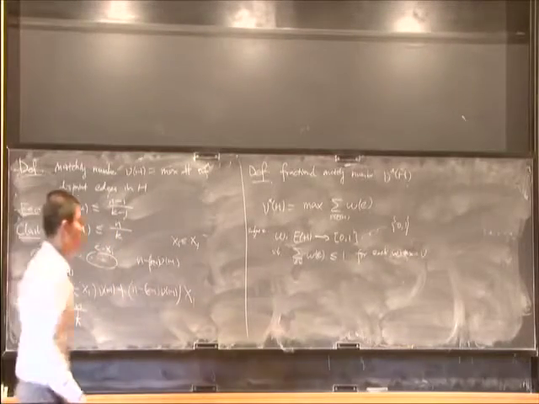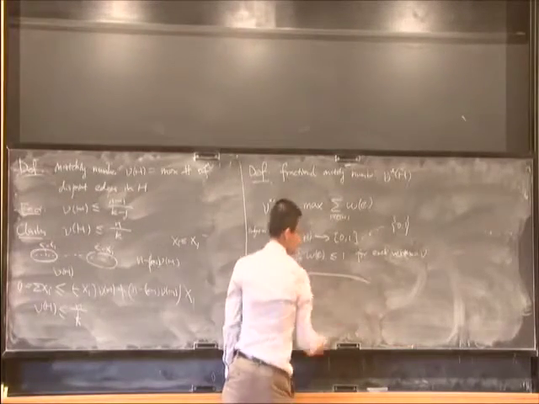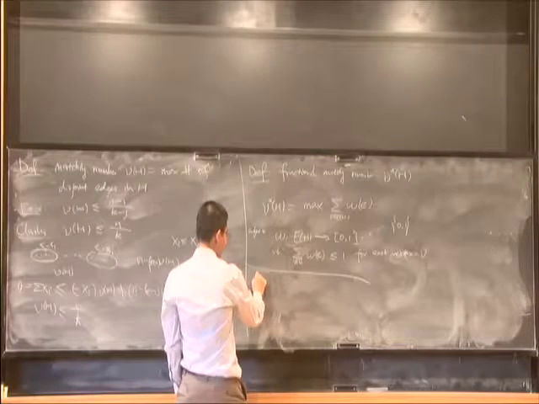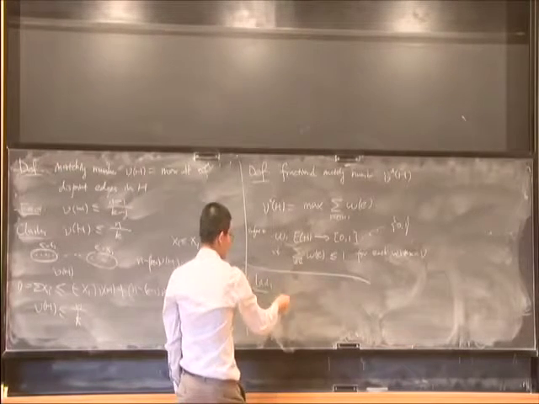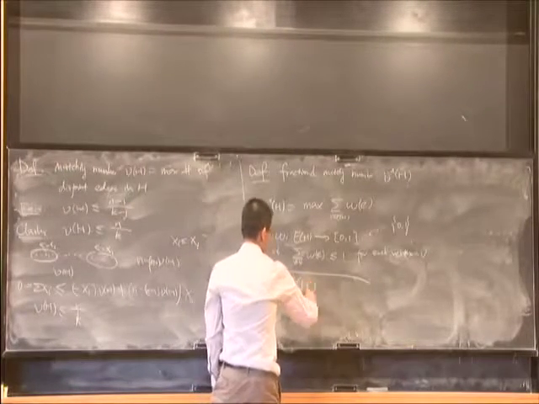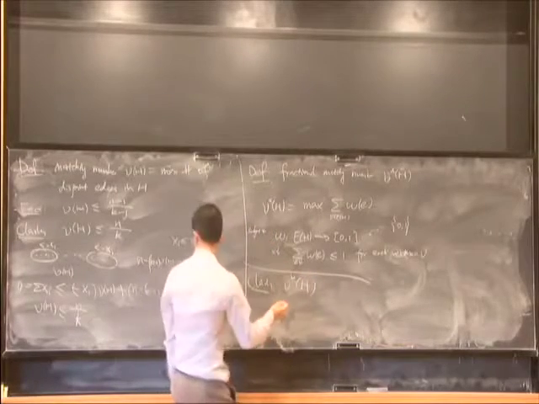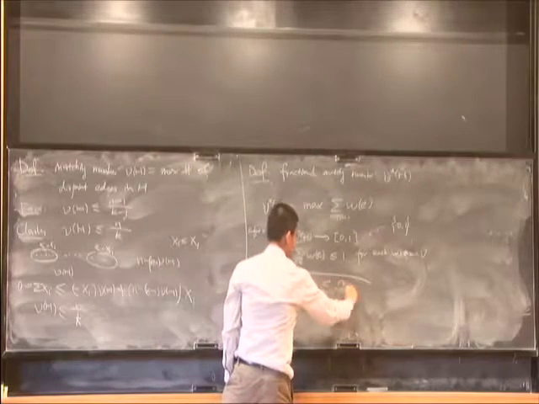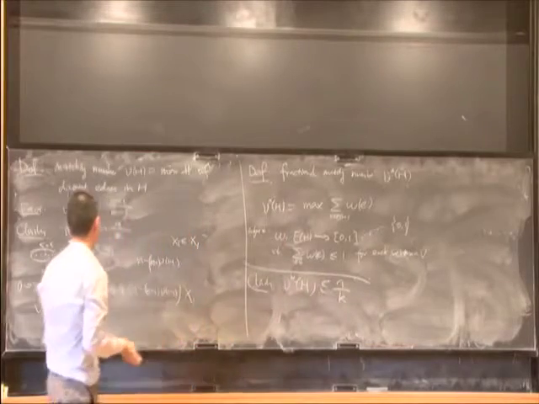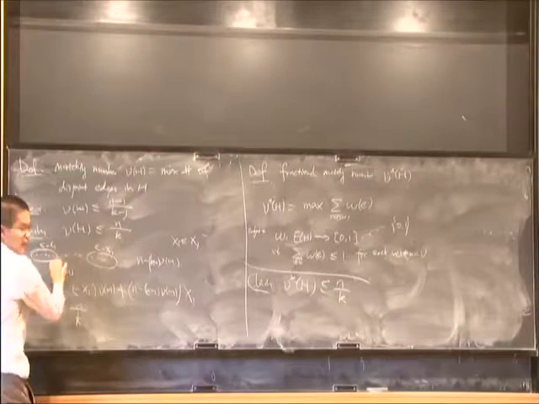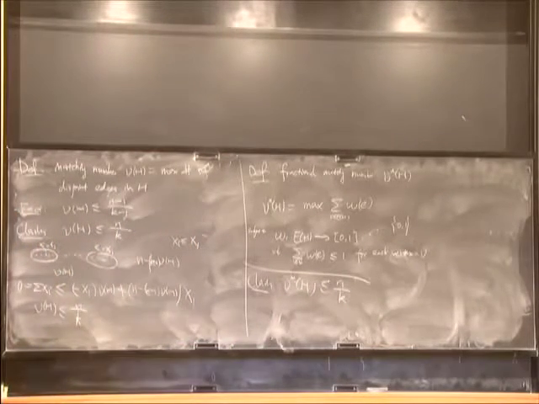Now here I will not give a proof, but as suggested, we also have the same result for the fractional matching number. So for our hypergraph, the fractional matching number is at most n over k. The proof is very similar. You just use this kind of idea, but for fractional matchings.